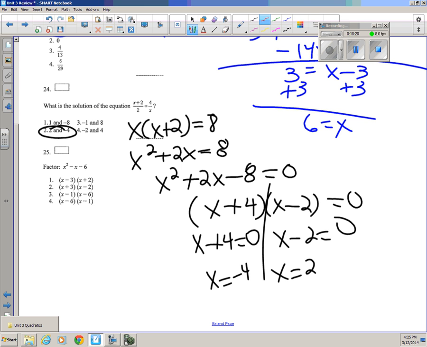Factor does not say solve, it just says factor. So this then becomes what's going to add to negative 1, but multiply to negative 6, and that's x minus 3, x plus 2. This is choice 1.